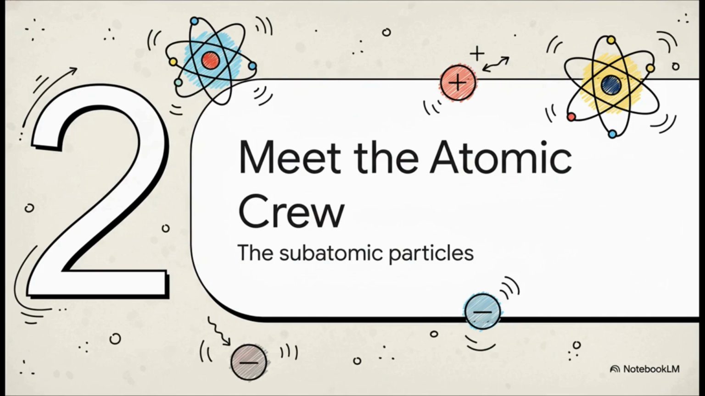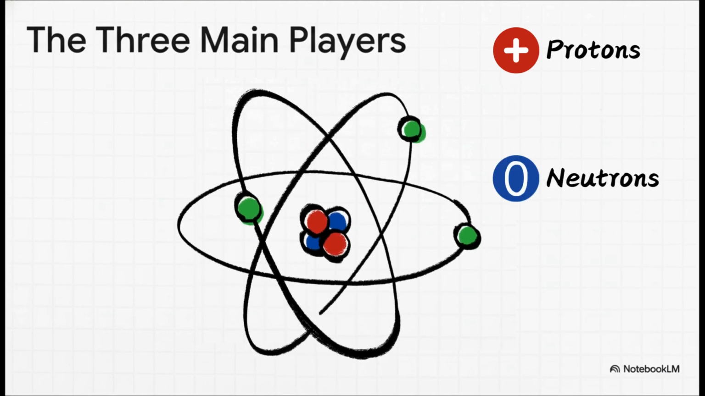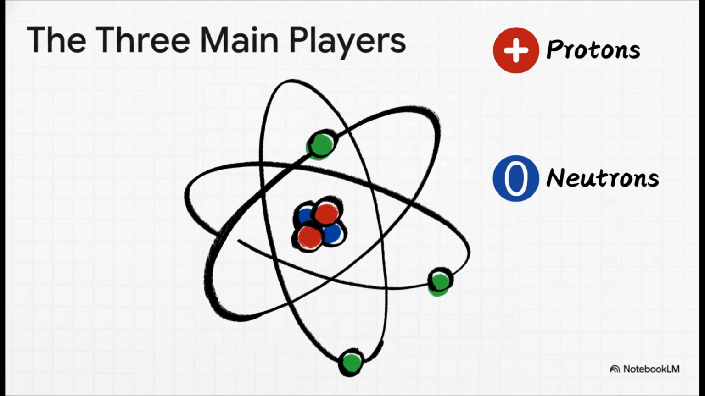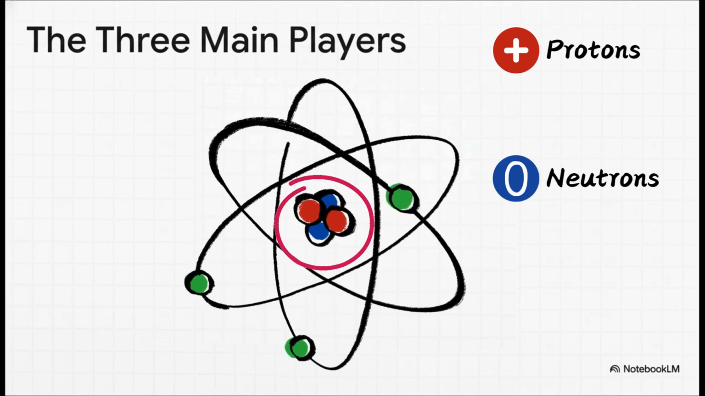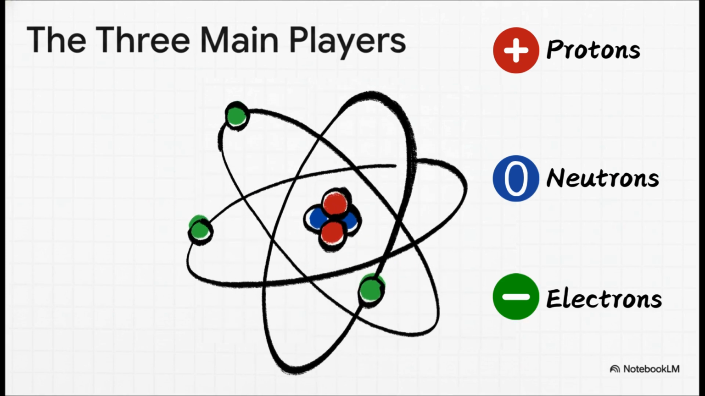But wait, plot twist, the atom isn't the end of the story. It's not just one solid little speck. Nope. It's got its own team of even smaller particles inside. So let's meet the atomic crew. Okay, so you've got three main players in this little atomic party. You have the proton, which has a positive charge, the neutron, which has a neutral charge. See? Easy to remember. Both of those guys hang out together right in the center, in a place called the nucleus.